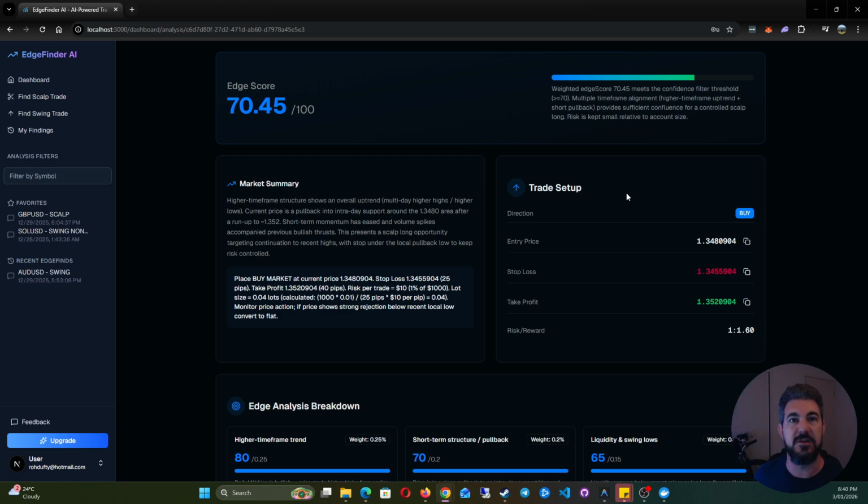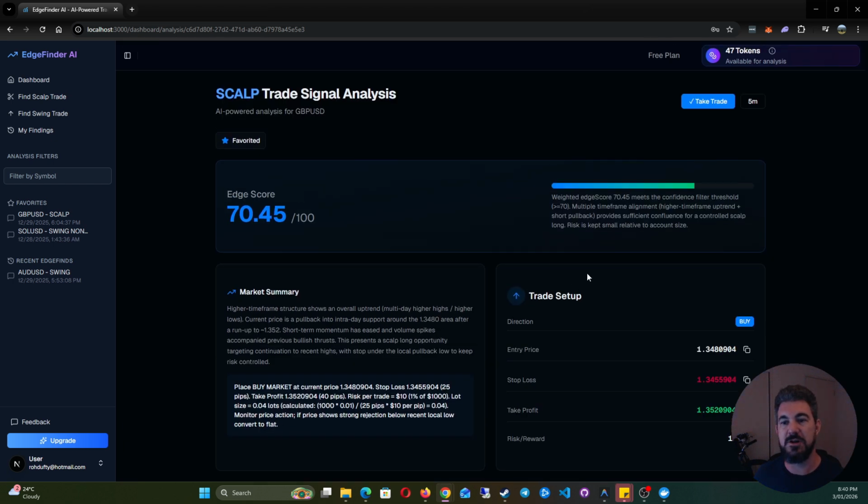I still think this is valid, but I do not recommend that you take every single trade setup. And the reason being is that AI can hallucinate. It can get the entry price wrong, the stop loss or take profit, it can get it wrong. So take it with a grain of salt. It's just an idea. It's a trade setup idea. This will get better over time.